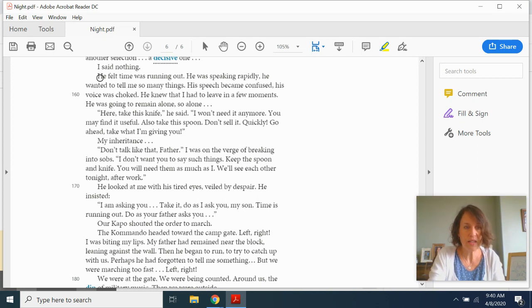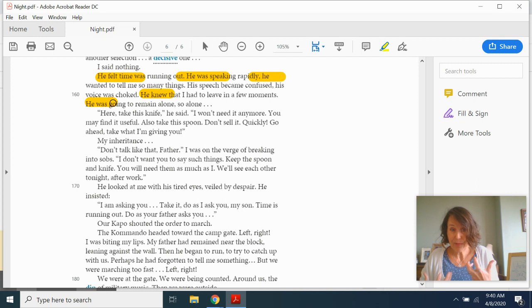He felt time was running out. He was speaking rapidly. He wanted. His speech became confused. His voice was choked. He knew. He was. Now, normally, if we were writing, we would say, gosh, that's not very good sentence fluency, right? We want to change that up a little bit. We don't want to start it all the same. This is an intentional strategy. This is parallelism. He's using the same pronoun and he's using a verb after that. That's usually boom, boom. He felt, he was, he wanted, he knew, he was. That's intentional. He's driving that over and over again. They have the similar grammatical structure.